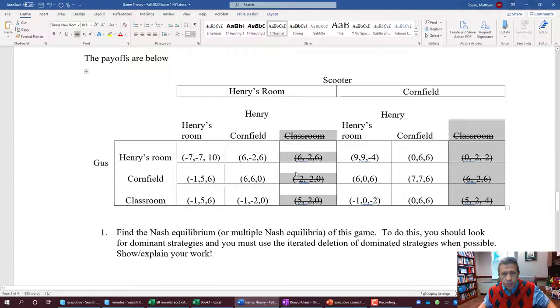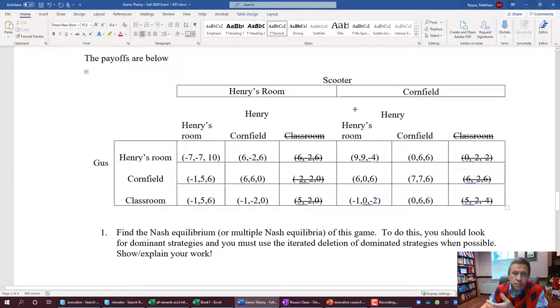Okay, what about Scooter? Does Scooter have any dominated strategies? Okay, so we've got payoffs for Scooter. It's the third payout. And for Scooter, is Henry's Room or Cornfield superior to the other? So we'd have to look at all of these six outcomes, and are the third payouts for all of these six outcomes either greater than or less than the payouts for all of these other six? So, well, we've got 10 is greater than negative 4. 6 is equal to 6. Okay, so we could still have a weakly dominated strategy. Cornfield could be weakly dominated by Henry's Room. We've got 6 versus 6. We've got 0 versus 6.